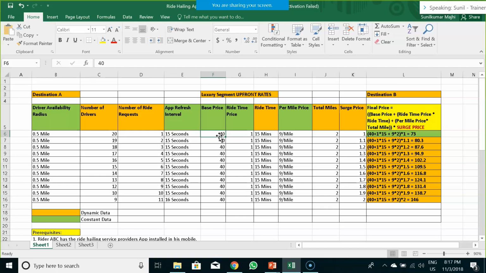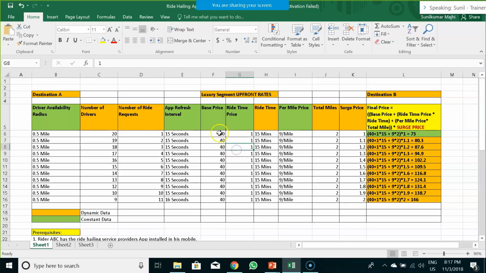If that is a luxury Uber segment or Uber Go segment or Uber Black segment, then based on the cab segment we have a base price calculation. So 40 is the base price for that particular luxury segment. After that, we need to apply the ride time prices. Now, ride time prices are also provided by our business stakeholder in this particular case.